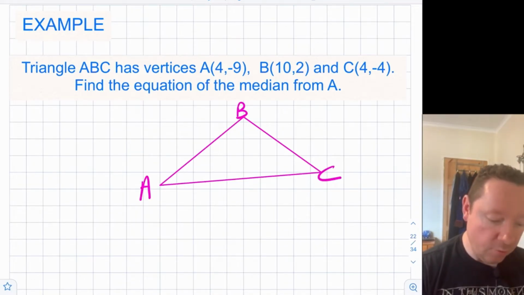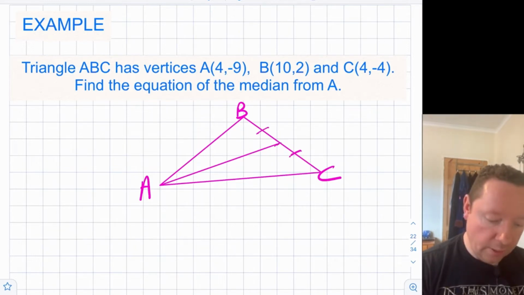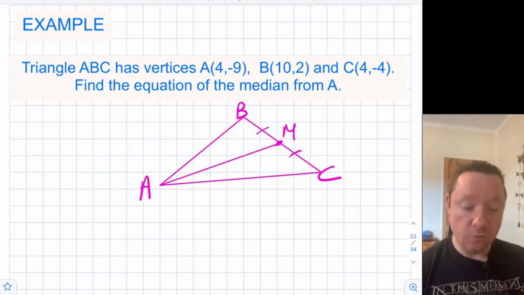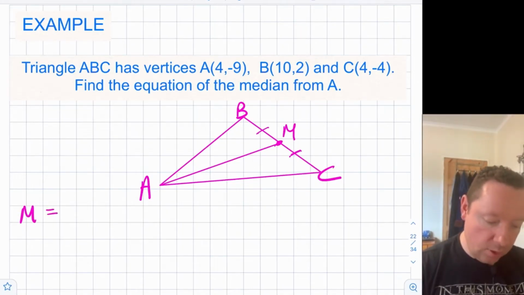It says the median from A, so if I draw a line from A, we know that that's going to cut this opposite line in half right there. Let's call the point that it joins that line at M, just to give us a reference point, M being midpoint. So the first thing we need to do is find the coordinates of M. To find M, it is going to be using the midpoint formula.